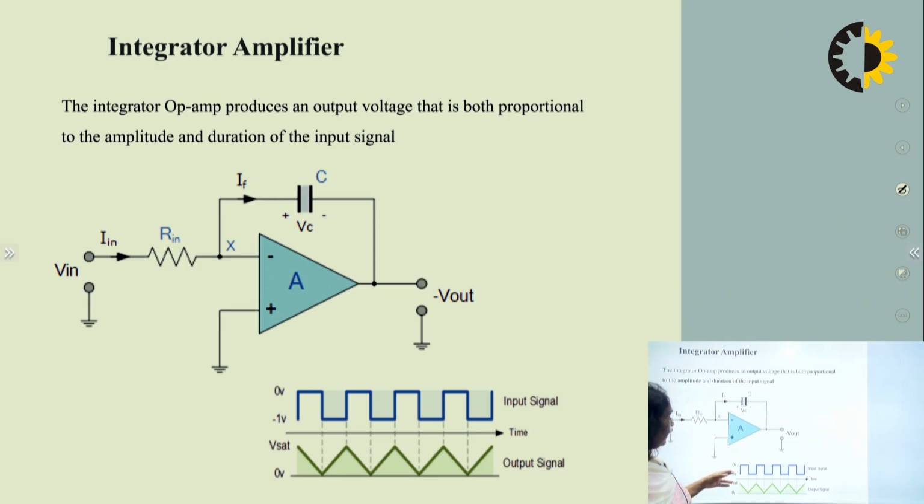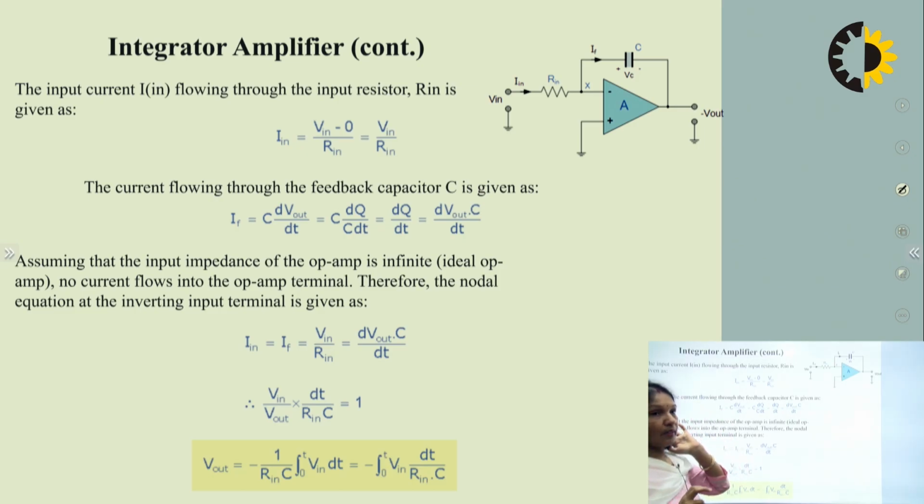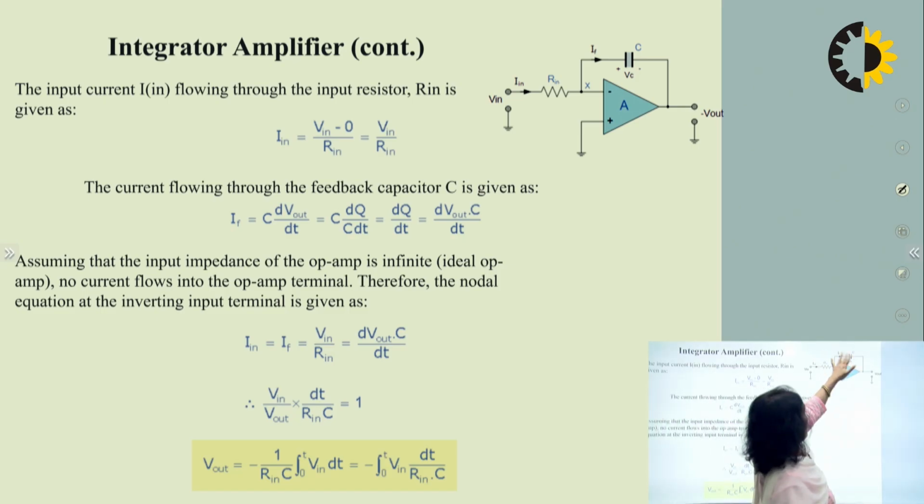So if you're applying any square wave, then at the output you are going to get the integral of the square wave, and that will be equal to the triangular wave. So in the next slide we'll be solving this numerically, or doing the derivation of what will be the output of the integrator amplifier.